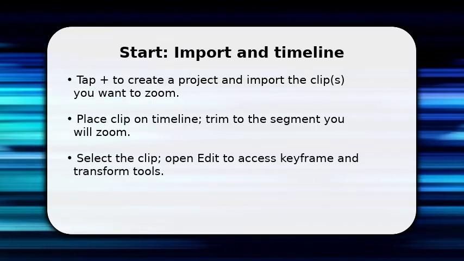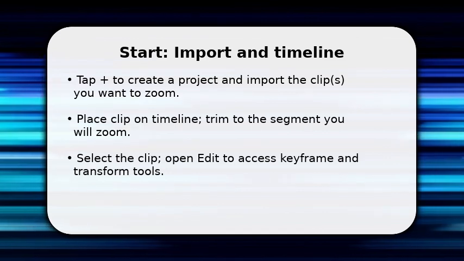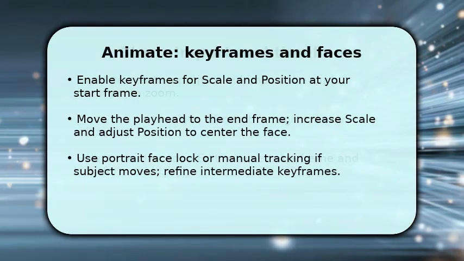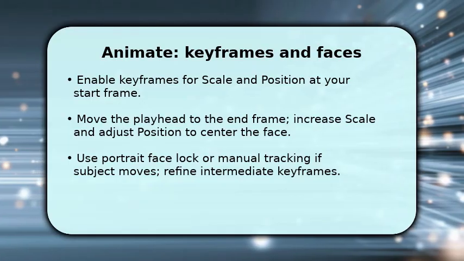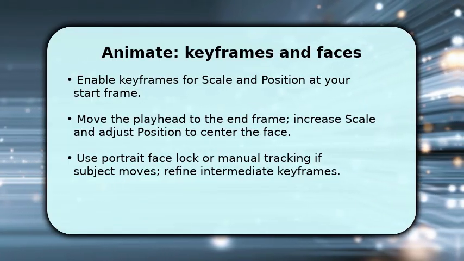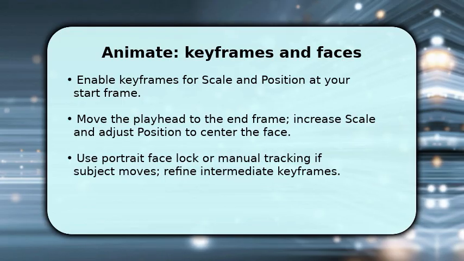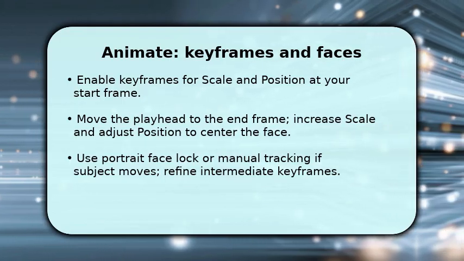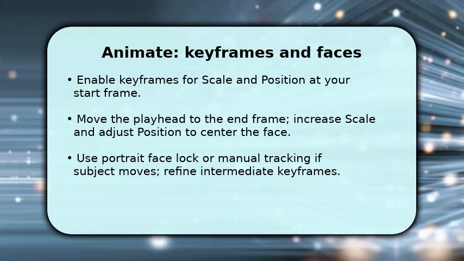Now you'll create the zoom motion. Add a keyframe for scale and position at the start frame to lock the initial view. Then move the playhead to the point you want full zoom and raise scale to 120–200% depending on how tight you need the face. Adjust position so the face is centered. If the subject moves, add intermediate keyframes or use CapCut's face tracking to follow eyes automatically.